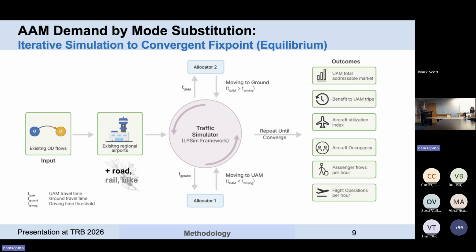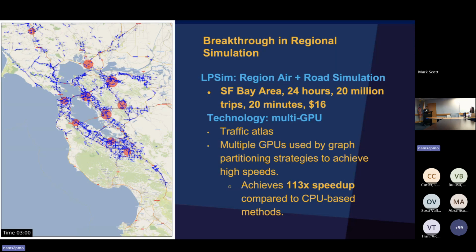So you need to run these simulations till you reach some kind of convergent fixed point, or what transportation people call an equilibrium. And in order to do that, if every simulation takes 15 hours, you can't do this, right? So one has to speed up that whole thing. The next slide, please.